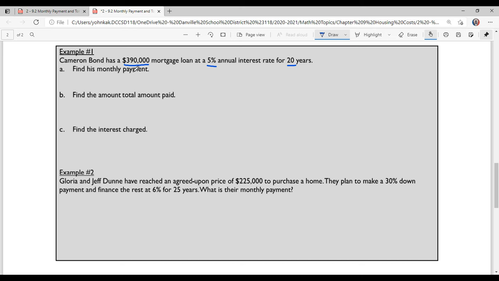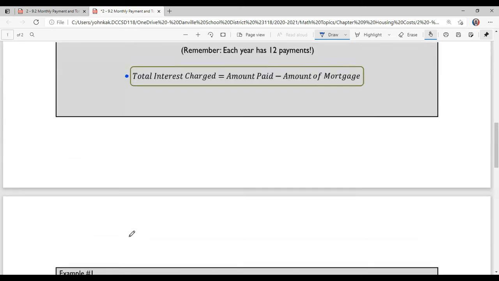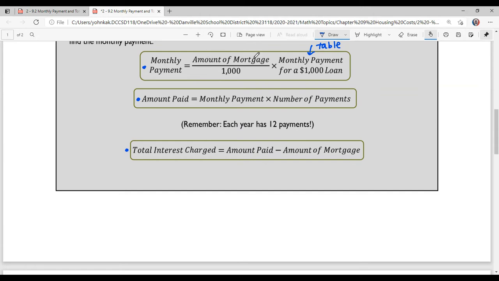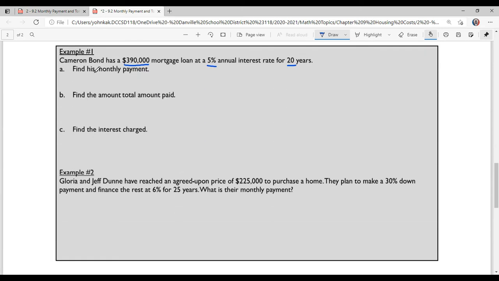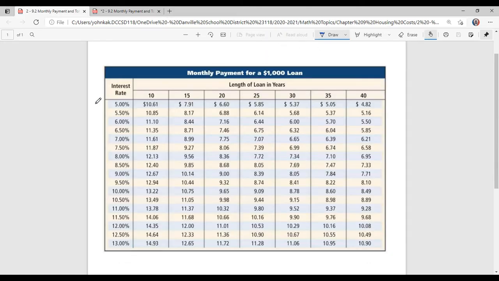So to find his monthly payment, let's go and look at the formula again. The formula says to take the amount of the mortgage, divide by 1,000, and multiply by the table value. So we're going to take the amount of the mortgage, $390,000, divide by 1,000, and multiply by the table value. So the table value needs two things. It needs a percentage and a time period. So 5% for 20 years. Here's 5%, and here's 20 years. We're looking at a table value of 6.60. That means for every $1,000 that you borrowed, you're going to have to pay back $6.60.